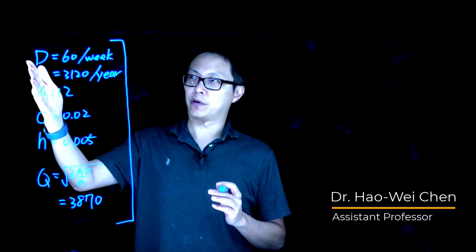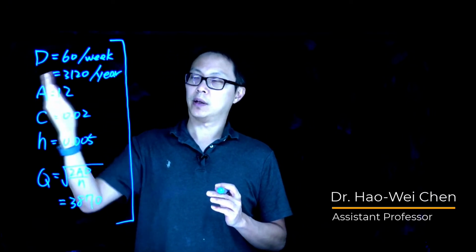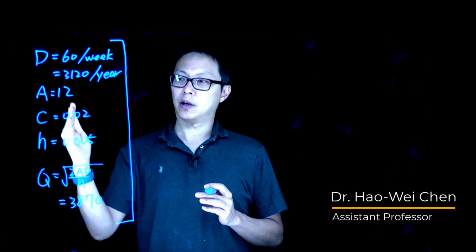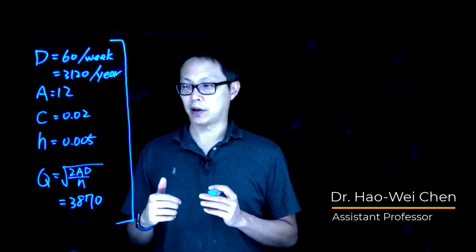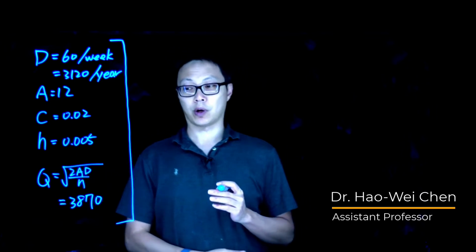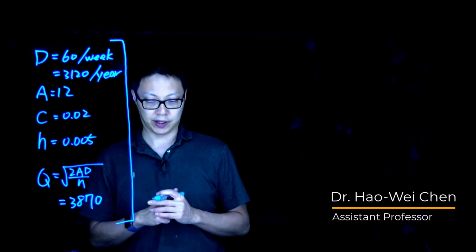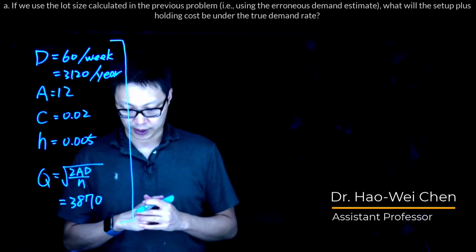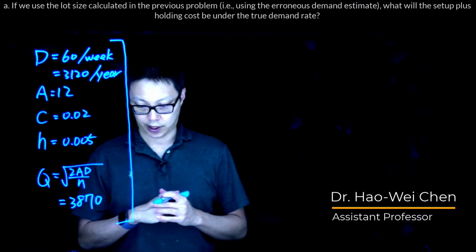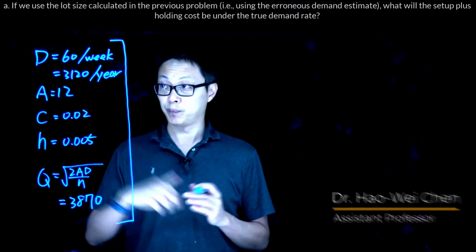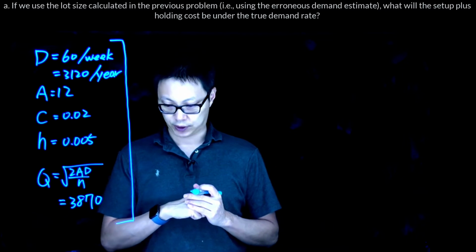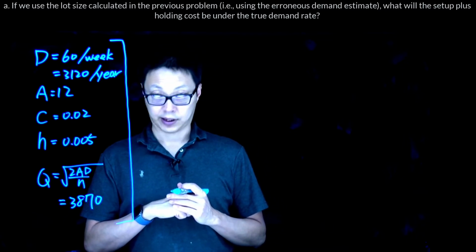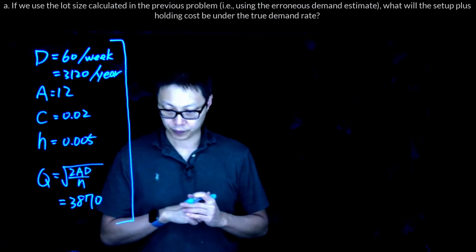We know for the previous question, demand was 60 per week, setup cost was 12, the product cost was 2 cents, holding cost was $0.005, and our optimal order quantity was 3,870. For problem A here, it says suppose we want to use the lot size calculated in the previous problem, which is 3,870. What would be the holding cost and the setup cost, the sum of these two?